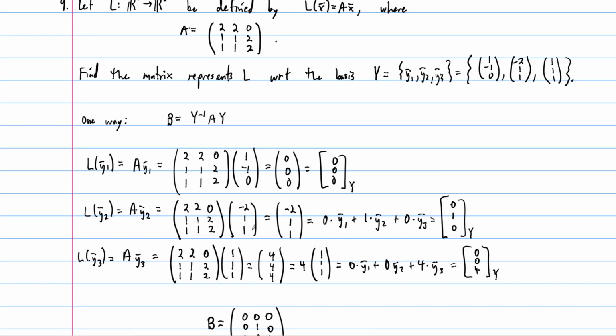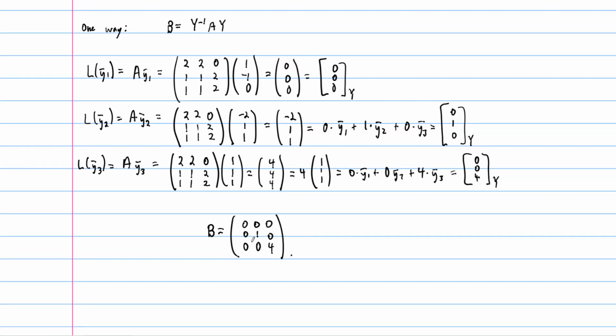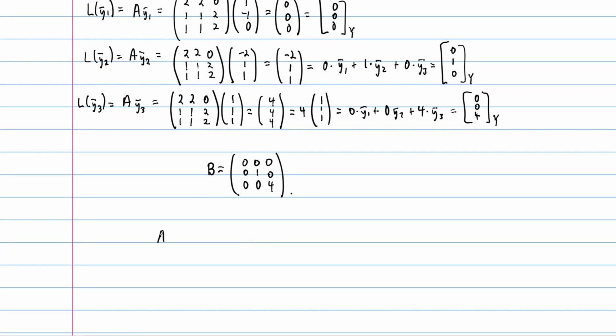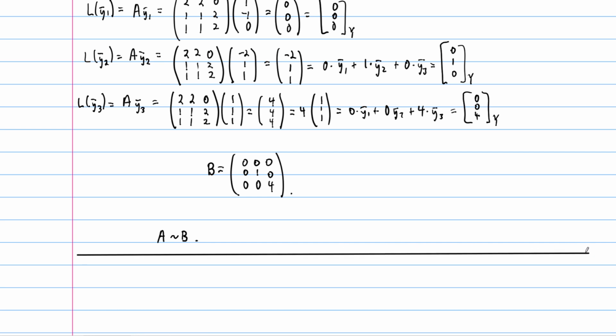Okay, so that's how this works. By the way, that means that A and B are similar. I think I forgot to write this down, but the symbol for similarity is just a squiggle: A is similar to B. So how do we know that? Because we got them by applying the same transformation to two different bases. So they have to be similar.